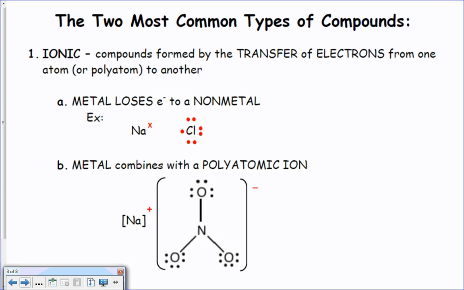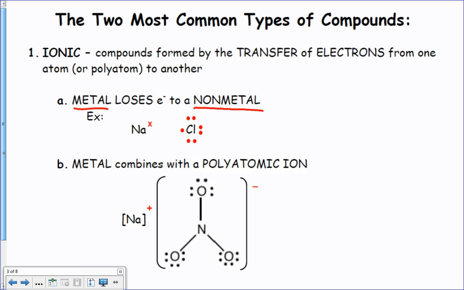Let's start with ionic compounds. Metals always lose to a non-metal. So there's always a metal and there's always a non-metal. One surefire way to show that I have an ionic bond: a metal combines with a polyatomic ion. That's also another way I can have an ion.